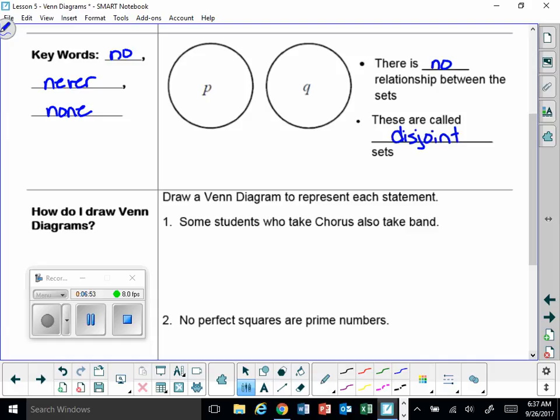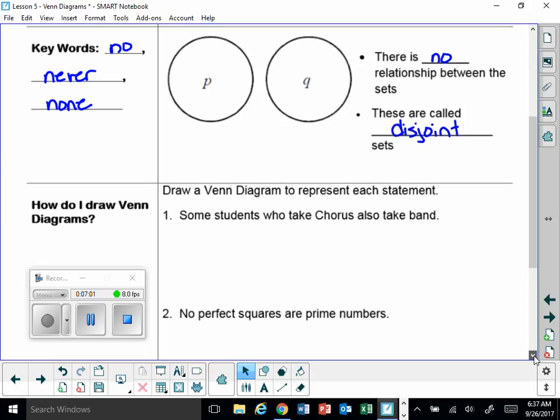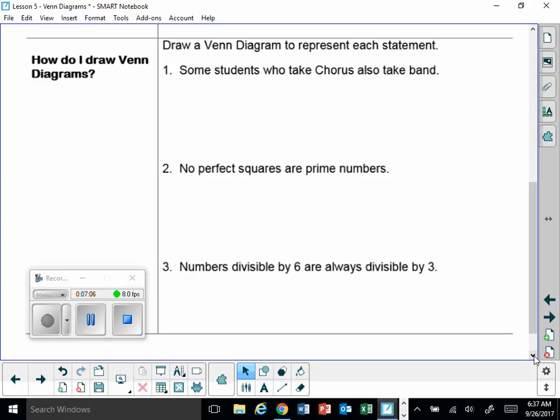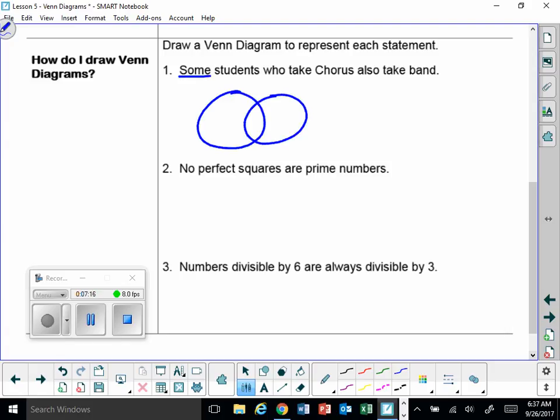So how do we draw Venn diagrams? Well, we need to look for some of those keywords. We need to be sure that we label our Venn diagram so that the reader knows what we're talking about. And frequently we have to do a little bit of shading. Okay, some. Some is my keyword for overlapping. Some students who take chorus also take band.